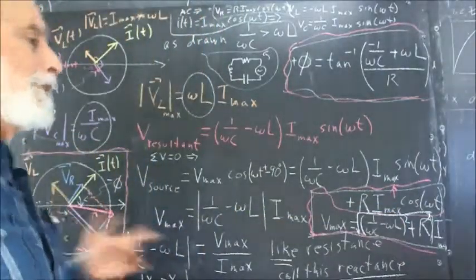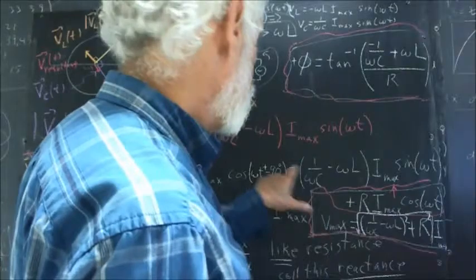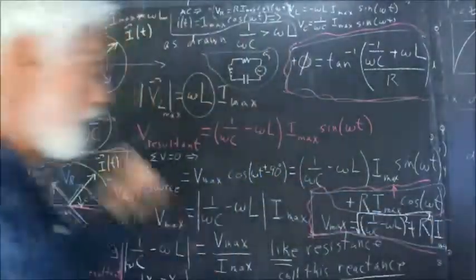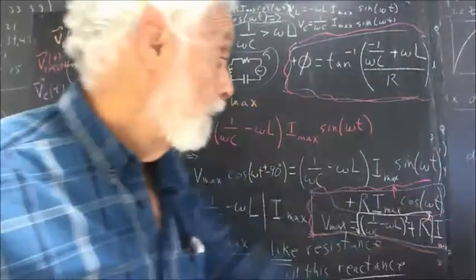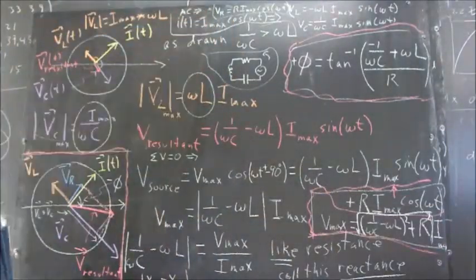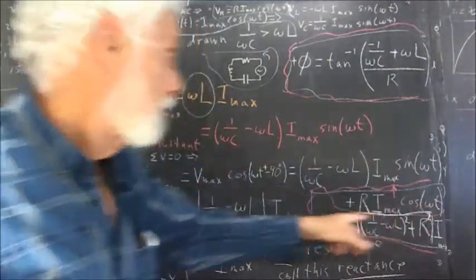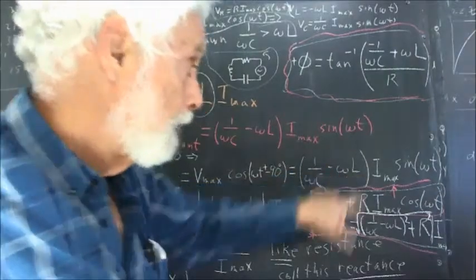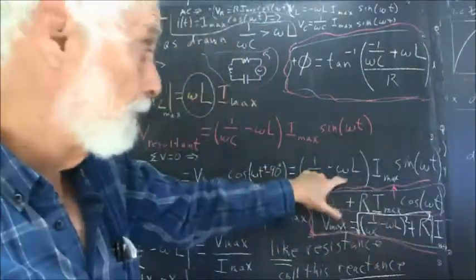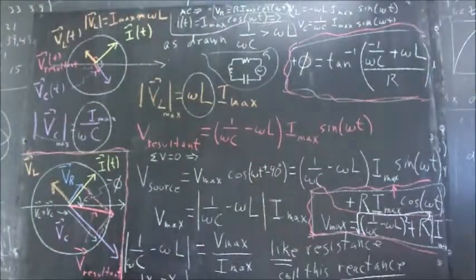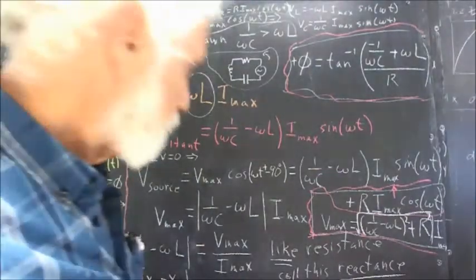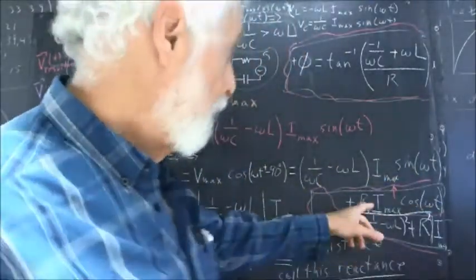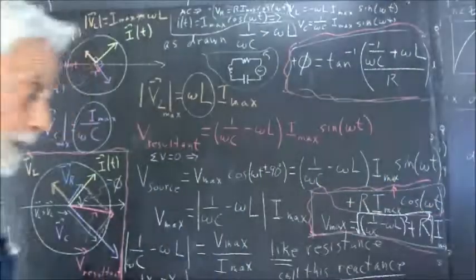Okay, all this stuff in here now was added. Now, this plus R I max cosine of omega t is your voltage across the resistor. I've added that in to the voltage across the capacitor and the inductor. This times all this is your capacitor. This times all this is your inductor. Now, all this is a multiple of the sine of omega t, and this is a multiple of the cosine of omega t.